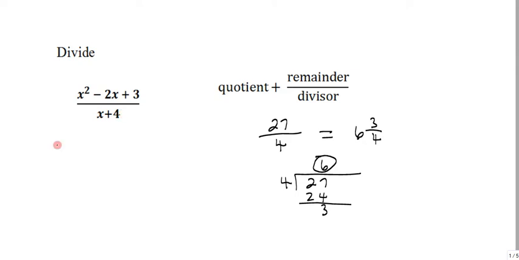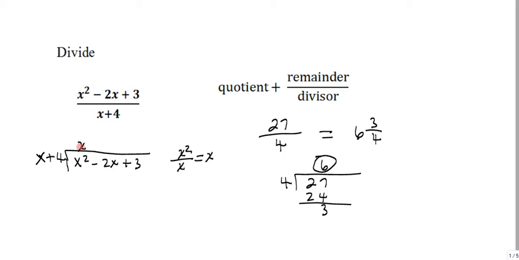We're going to take x plus 4 and do long division, divide that into x squared minus 2x plus 3. Now remember what we do. We start with the first term here and divide it into the first term here. So in other words, we take x squared and we divide it by x. The result is x. And we place that right on top of the x squared.